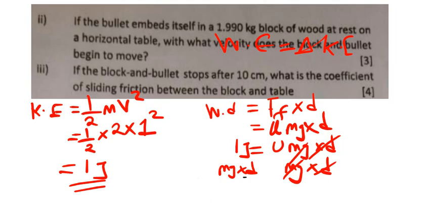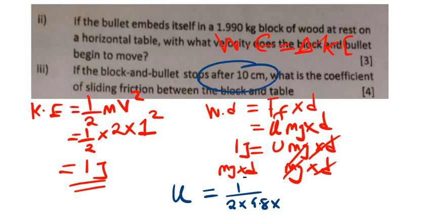So the coefficient of kinetic friction in this case would be 1 divided by the mass of these two balls. We said that it is 2. Okay, multiplied by the acceleration due to gravity 9.8, multiplied by the distance that they moved. They've told us that they stopped at about 10 centimeters. 10 centimeters we're supposed to convert to meters. So we're going to divide 10 by 100. That just gives us a 0.1.